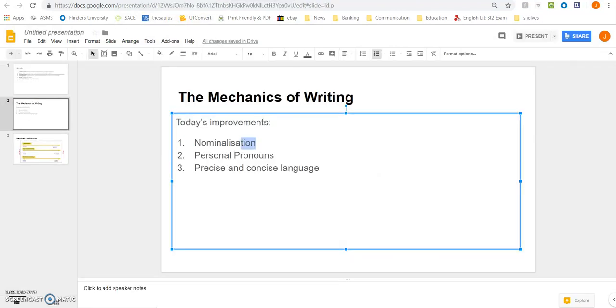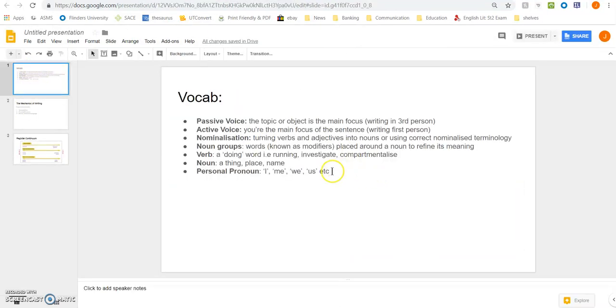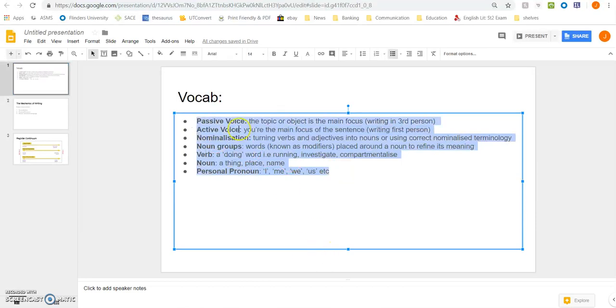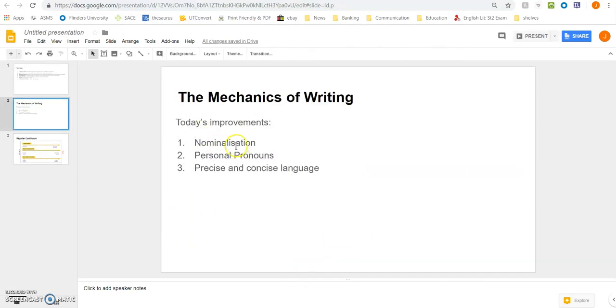A couple of things first. I'm going to use some vocabulary. If you don't know what some of these words mean, pause the video now and check them out. I'll probably break them down a little bit during the video anyway. These are the three focus areas we're going to go through today. I'll bounce around between them: nominalization, personal pronouns, and precise and concise language. The reason I'm focusing on them is these are the three main things that you'll probably want to tweak in your writing to improve it in a Prac Report.